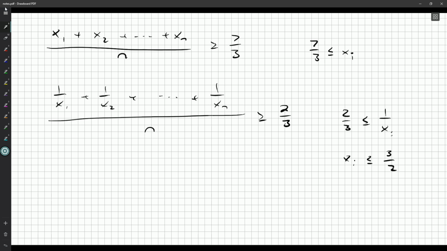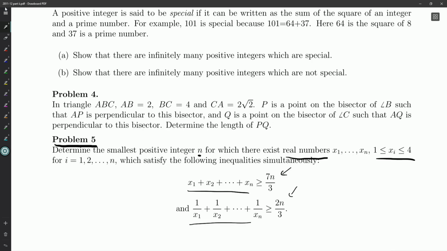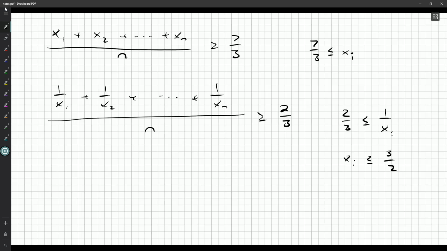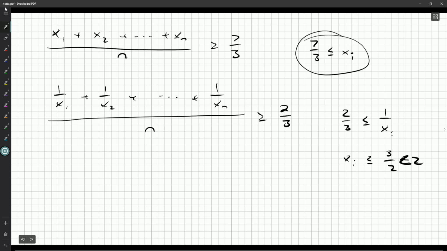Wait a minute. What? 7/3, 2/3, yeah. So on average, the xi's need to be no more than 3/2, but they have to be at least 7/3. So this would be less. This is less than 2, but this is greater than 2. Okay, now I'm a little confused here. Interesting.